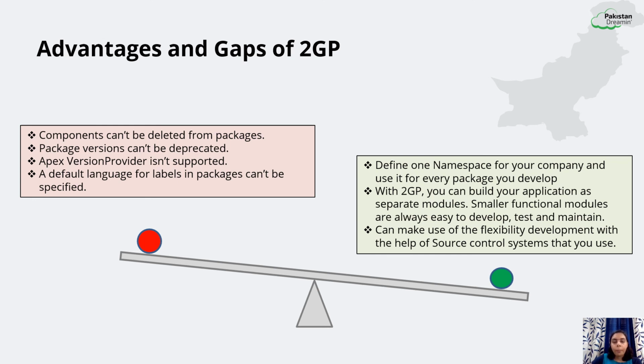However, there is a pilot program available for deleting the packages. For that you will need to contact Salesforce. And package versions cannot be deprecated in 2GP, and Apex version provider is not supported by 2GP. The last one is the default language for labels in packages cannot be specified in case of 2GP.